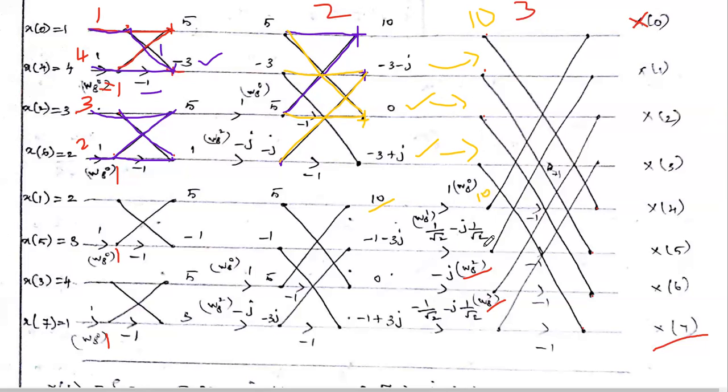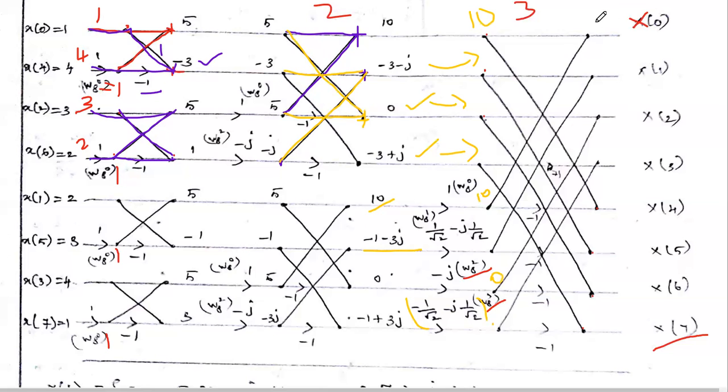Okay, so similarly in the next one, minus 1 minus 3j multiplied with this 1 by root 2 minus j 1 by root 2. So you have to make a calculation separately and write the answer here. Okay. Similarly, 0 multiplied with anything, here the answer is 0. And here minus 1 plus 3j multiplied with this one, minus 0.707 minus 0.707, you multiply separately and place the answer here. Okay. Then after that, we have to find the answer in the last nodes.